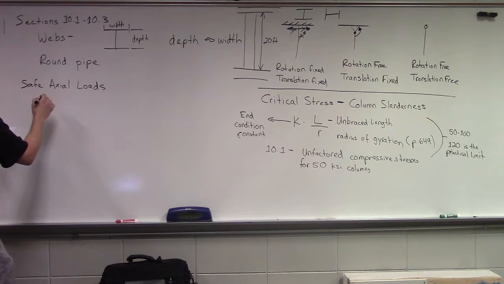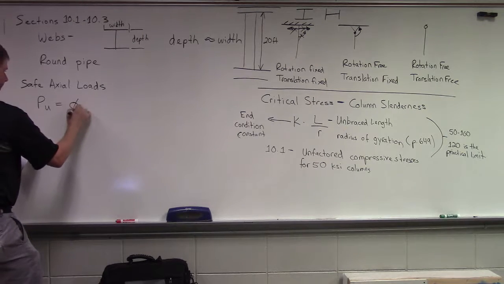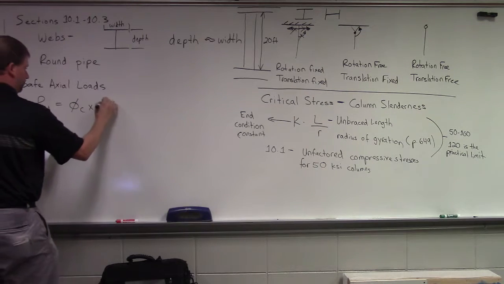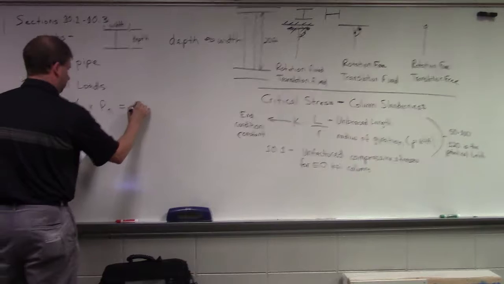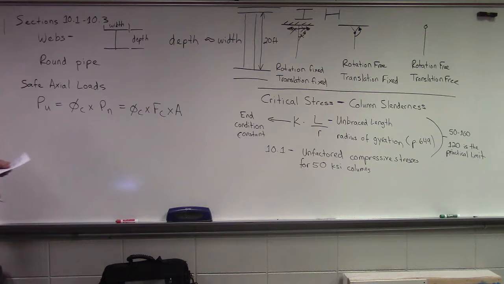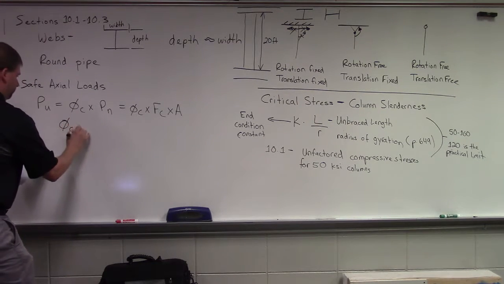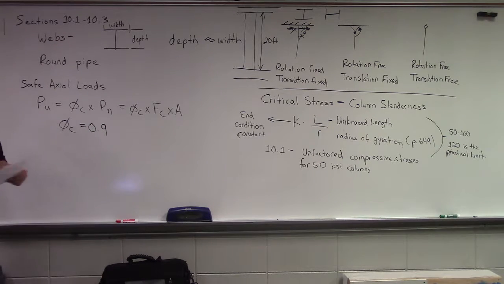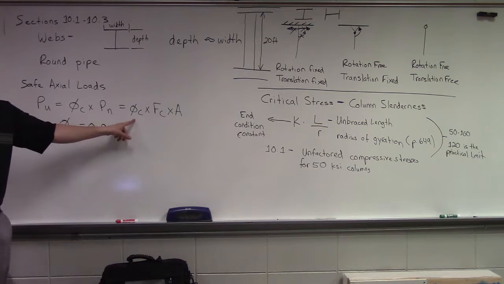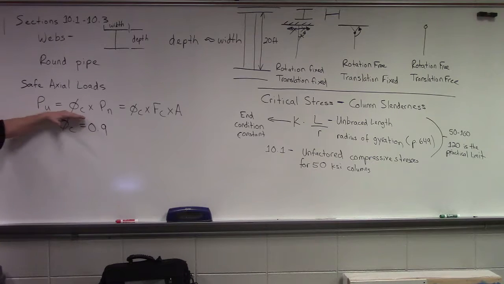Okay, so we are interested in our ultimate load. And here, remember your phi sub c, your compression factor, is always going to be 0.9. Do be careful when you're reading through the text, when they set this equation up and they give you the 0.9 value.